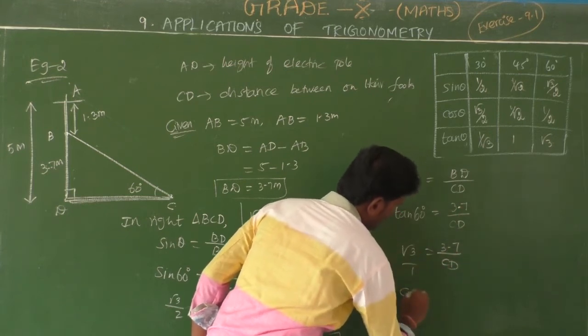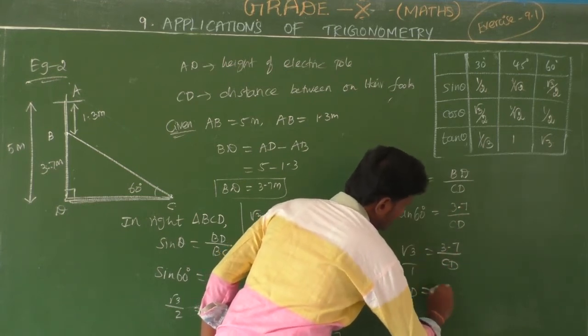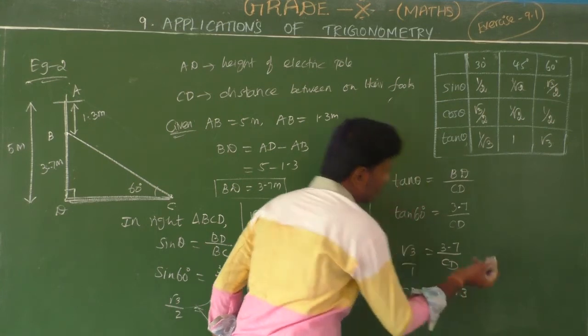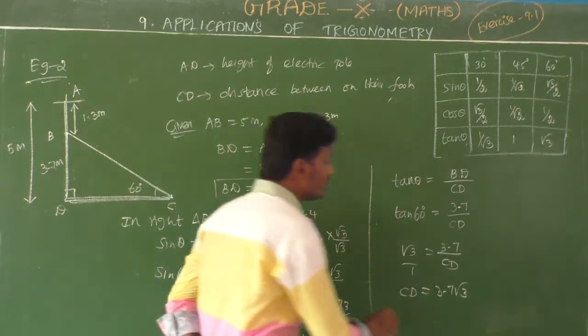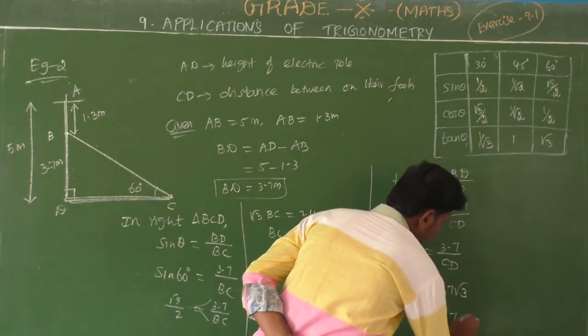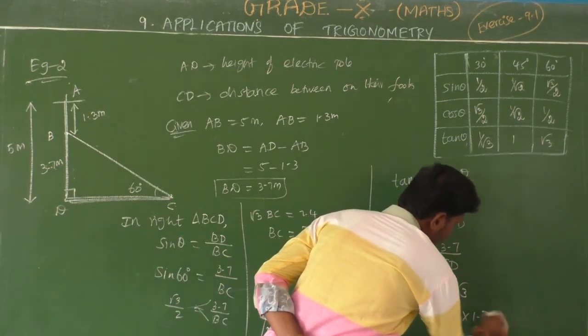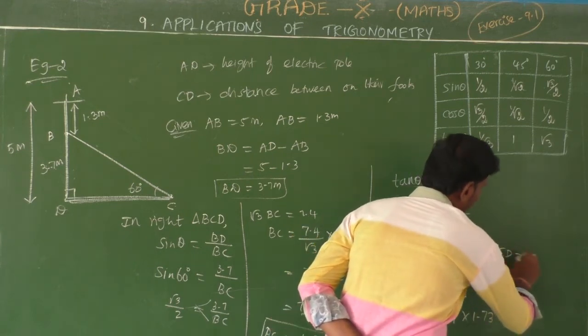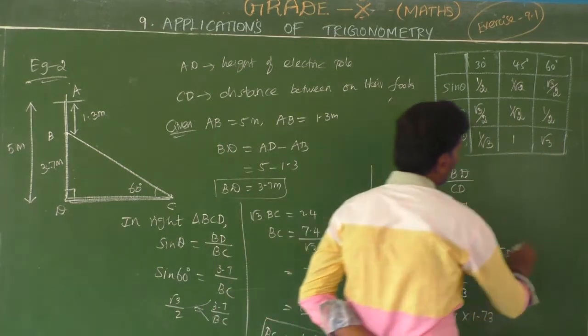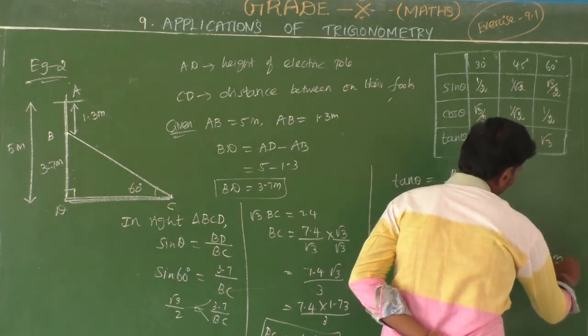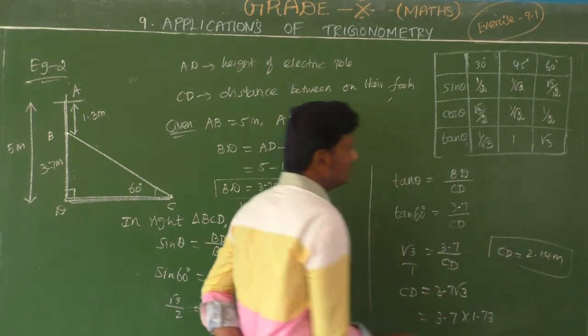Now I am going to take cross multiplication. CD is equal to 3.7 root 3. For that I am going to multiply 3.7 into 1.73 to get the value of CD, which is equal to 2.14. Multiply and get the answer 2.14 meter.